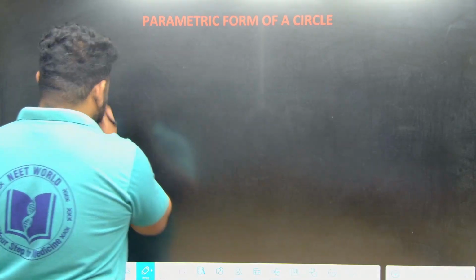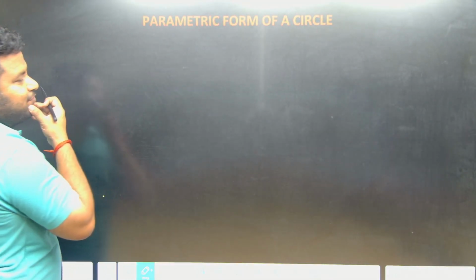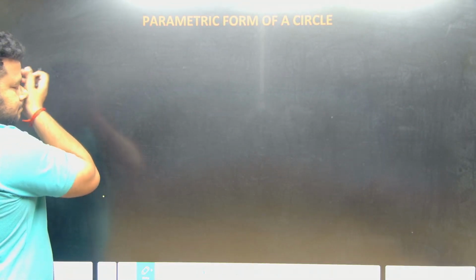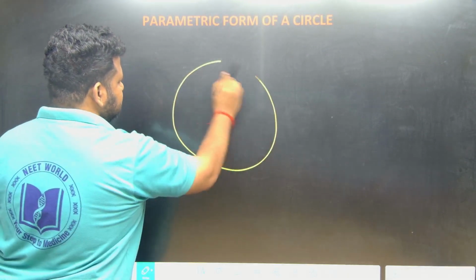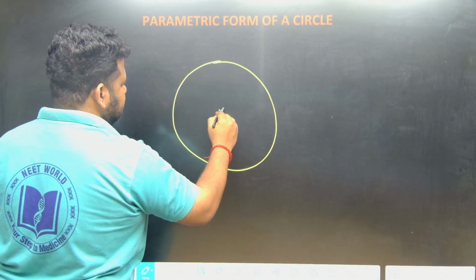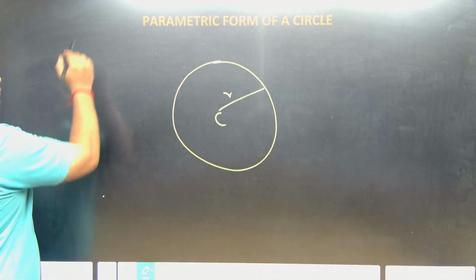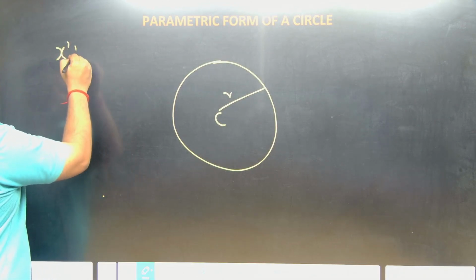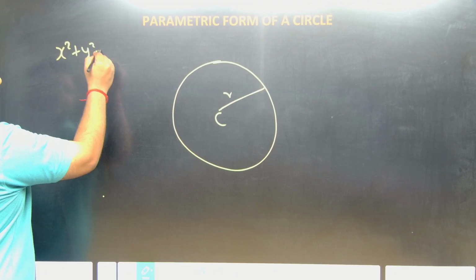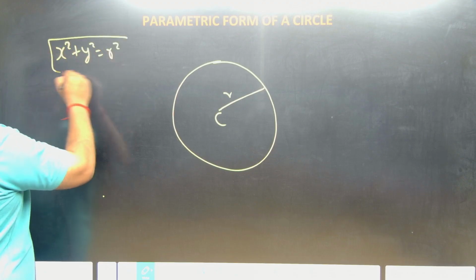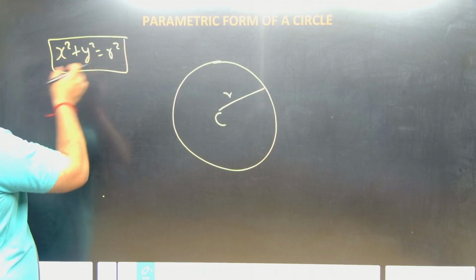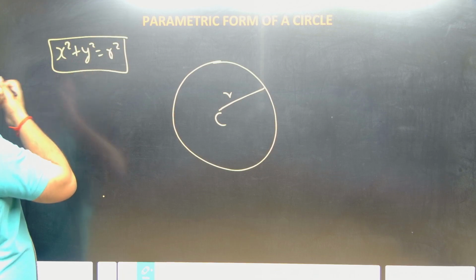Parametric form of a circle. So see here, parametric form of a circle, when we talk about, there is a circle with center C and radius R. If you are having a circle x square plus y square is equal to r square, this is the standard equation of the circle, where the center is at origin.